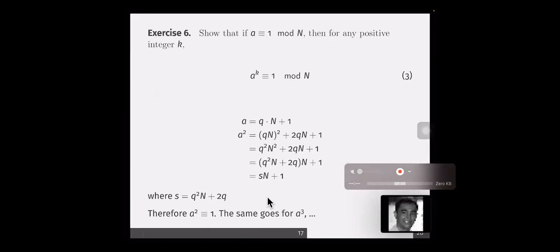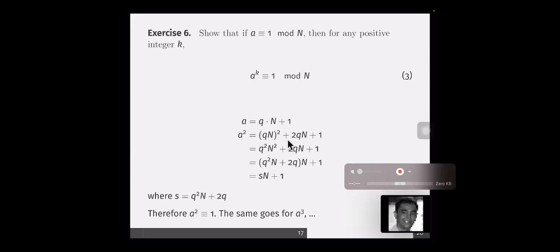Show that if a is equal to 1 modulo n, then if you raise a to the power k, you will always get a remainder 1. And this is how you show it. It's very easy. You will just need to, for example, show that it is true for when you square it. So when you square it, you get this.